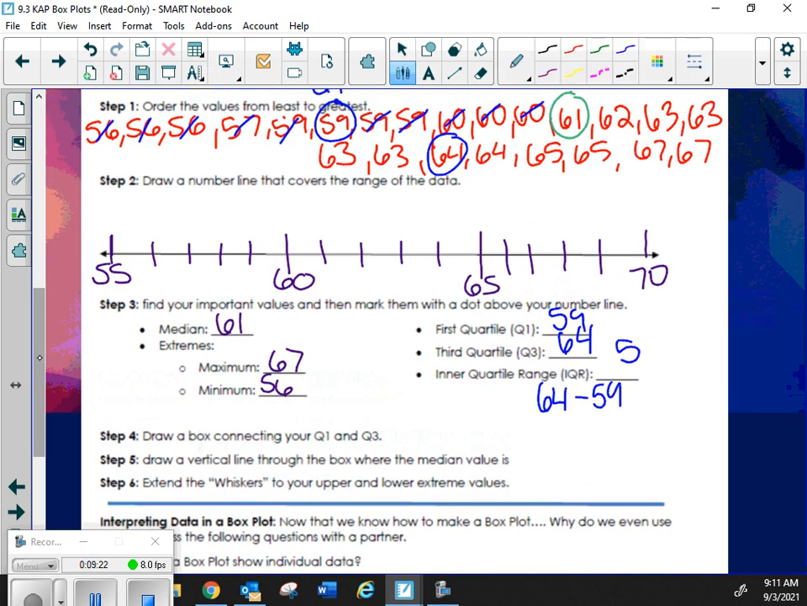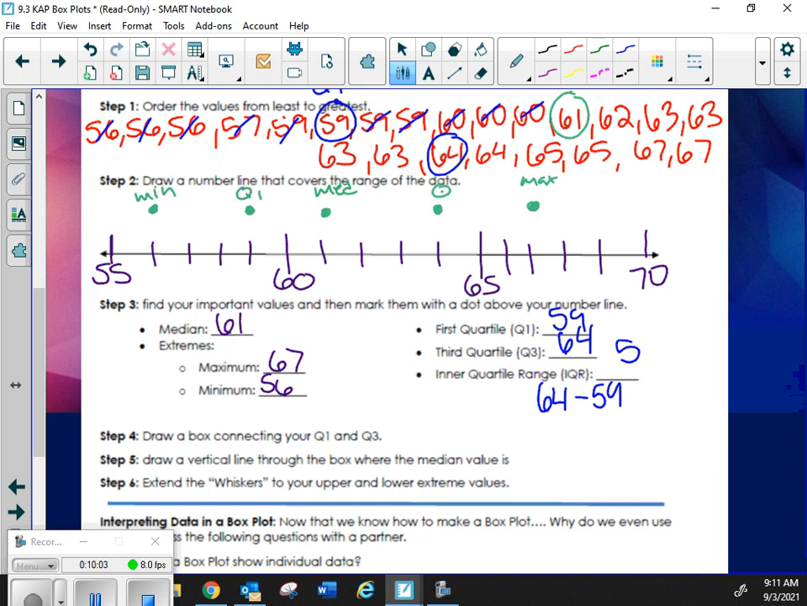I'm going to put a dot. Let's do it in green. Median is 61. So notice that my dot is above my number line. Yes, it's supposed to be. Yes, it's weird. Okay. So make a dot above it. I'm also going to put med for median above it. My maximum at 67. Again, a dot above it. I'm going to put max. A dot at my minimum of 56. Min. Q1 is at 59. And Q3 is at 64.